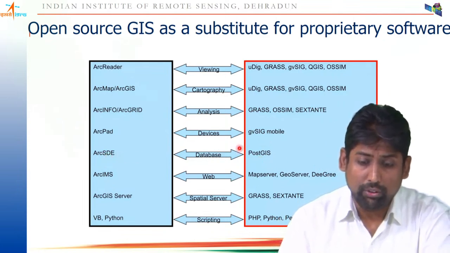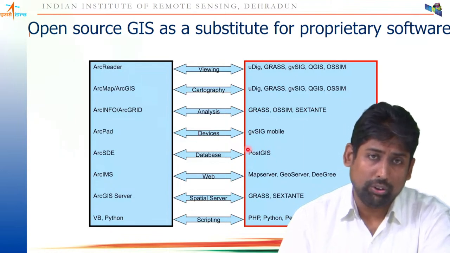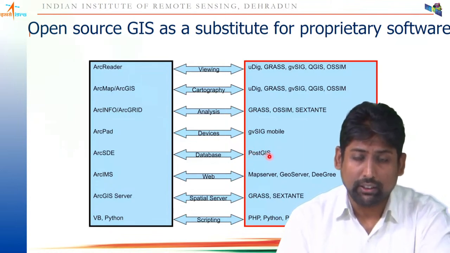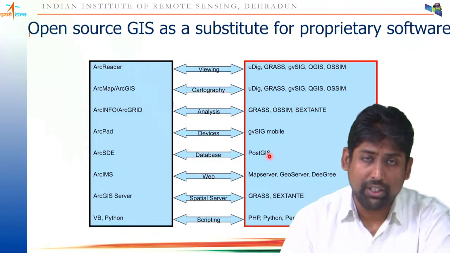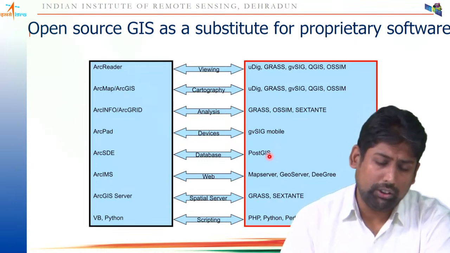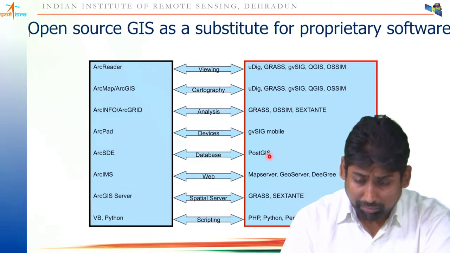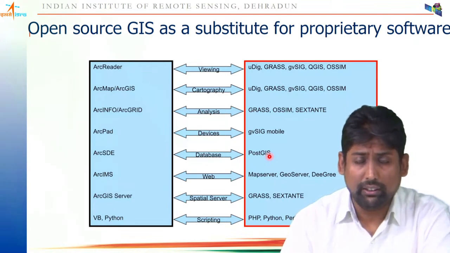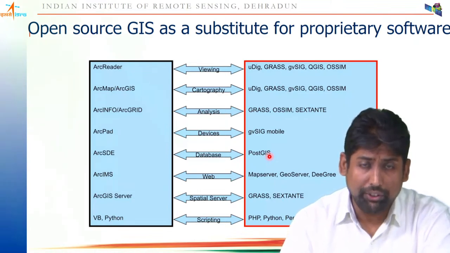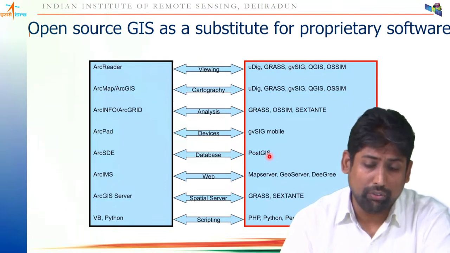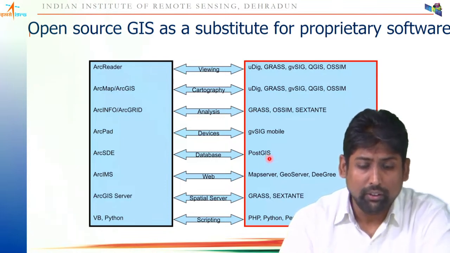But let me tell you, the free or open source equivalent, which is PostGIS, is very popular, very stable, and it supports petabytes of data and helps you serve efficiently to hundreds or thousands of users concurrently.